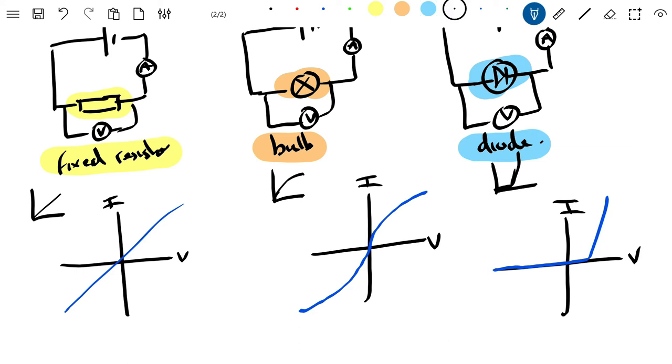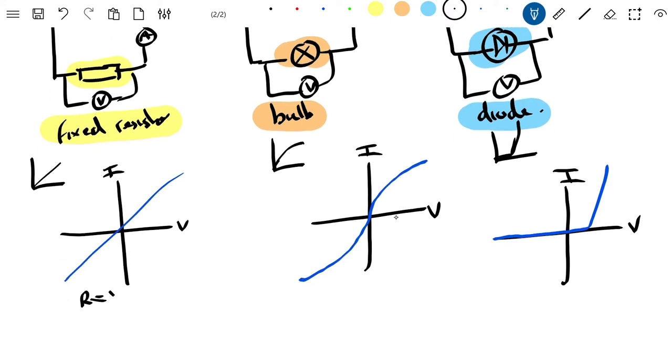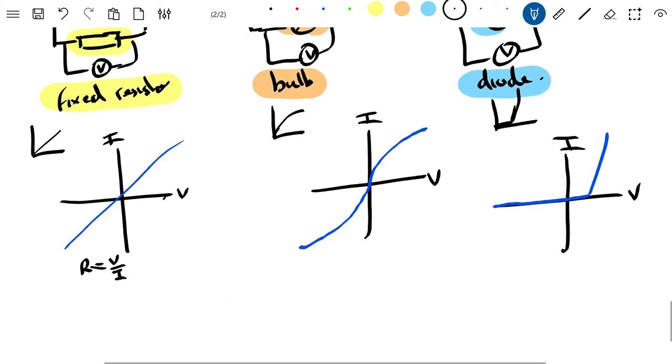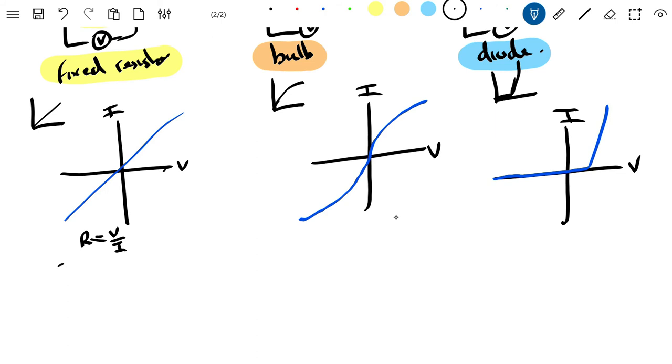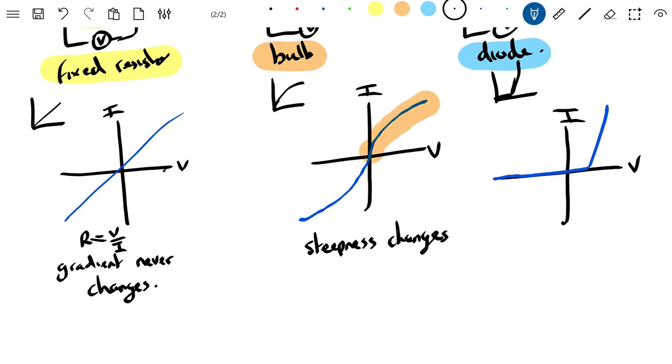Now the reason why these happen, first of all, is if you think about the equation R equals V over I, so it's like this divided by that. In a fixed resistor, the resistance never changes, which means that gradient never changes. Okay, which means it's always a straight line. So this gradient represents the resistance in a way. It's actually the opposite way around, because the steeper the line is, the less the resistance is. But with a bulb, notice that the steepness starts to change. And because the steepness changes, that means the resistance changes.